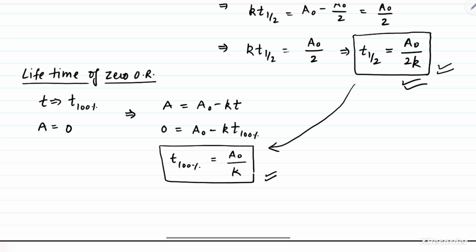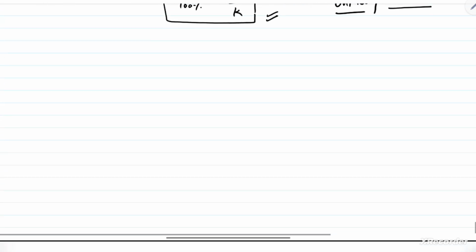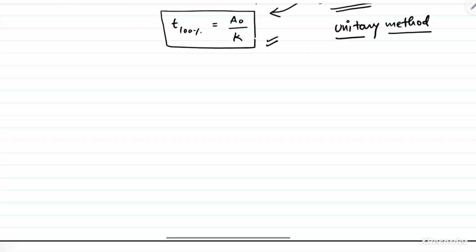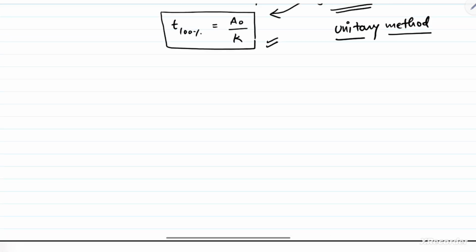That means lifetime is just double the half-life. That's why we say in a zero order reaction the unitary method is followed. Unitary method means if 50% of the reaction is completed in 5 minutes, then 100% will get completed in 10 minutes. If 50% is completed in 4 minutes, it will take 8 minutes, like that. If lifetime is 50 minutes, half-life will be 25 minutes. In that way the unitary method is followed, and we have proved how the unitary method is being followed.